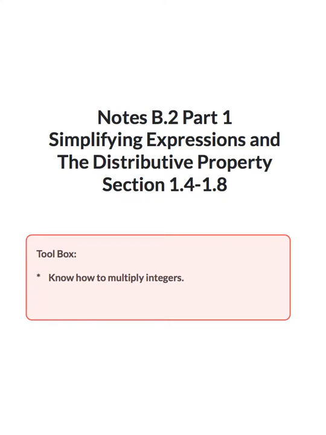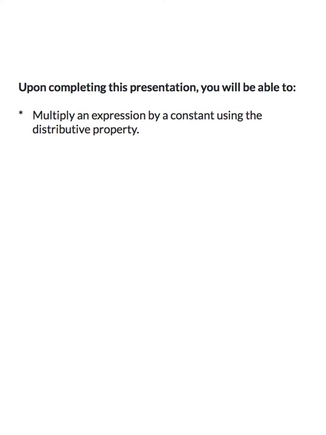The next couple sections that we're going to look at involve simplifying expressions. The first thing we're going to look at is expressions and the distributive property. This comes from sections 1.4 through 1.8. In order to complete this section, you do need to know your rules for multiplying integers. Upon completing this presentation, you will be able to multiply an expression by a constant using the distributive property.